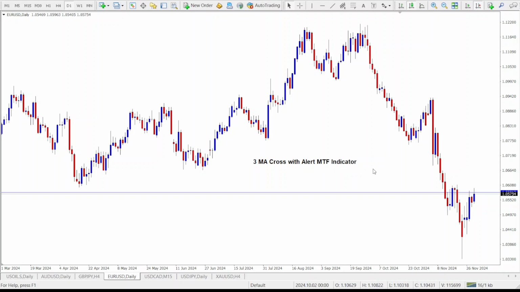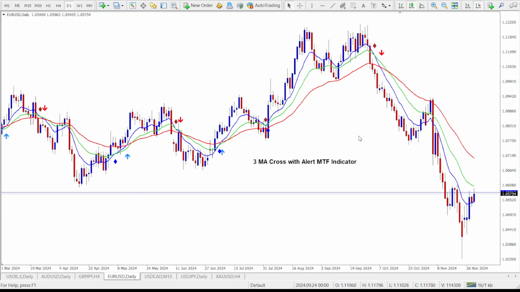Now, the name just tries to describe what the indicator does. All right, it's a multi-time frame indicator that gives alerts, and it has a 3MA cross. So basically, the name just explains in a summary what the indicator does. So I'm going to add the indicator to the chart right away. And as we can see, this is what the indicator looks like.